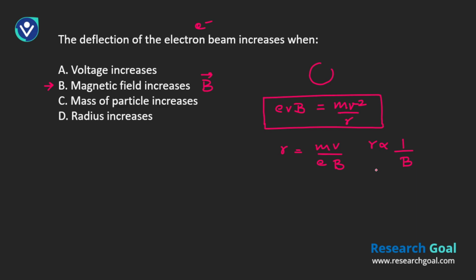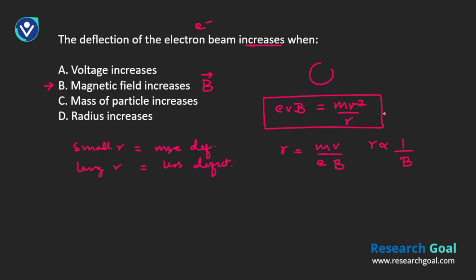So that means deflection is inversely related to the radius. Small radius is equal to more deflection, and large radius is equal to less deflection. So in this question, you will see that deflection of the electron beam increases when the magnetic field is going to increase, because we have seen that radius is inversely proportional by this equation.